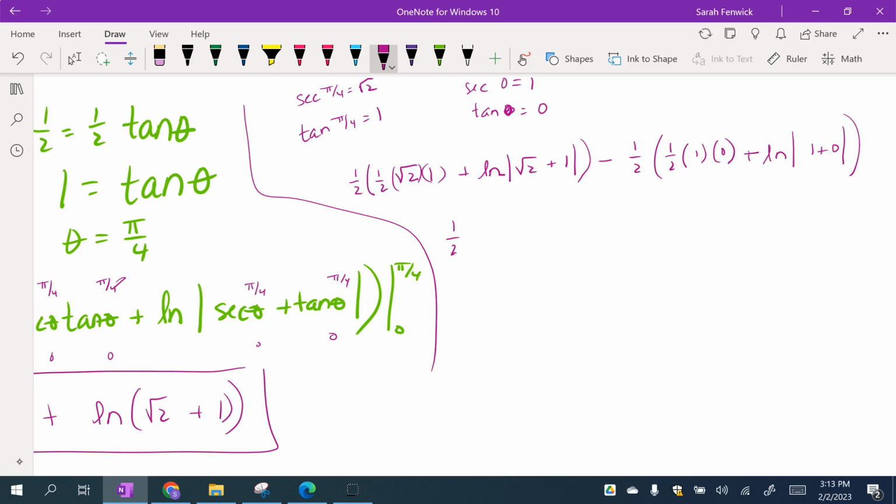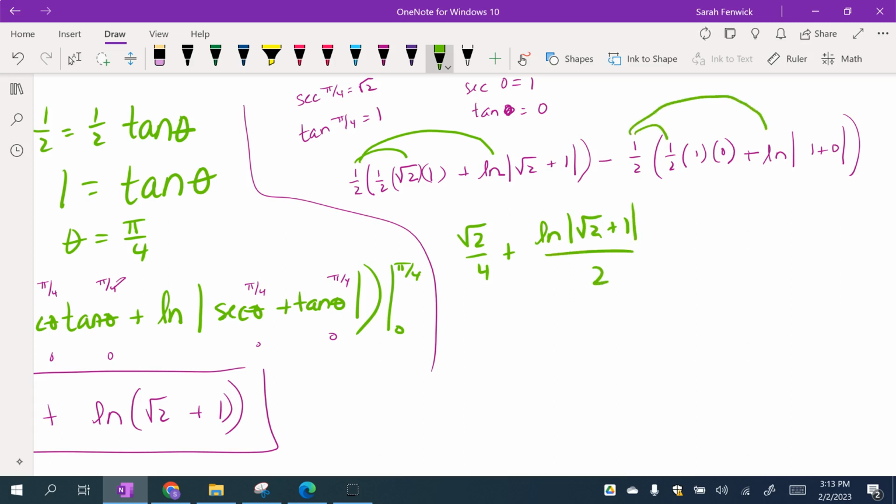Let's go ahead and multiply that out. So I'm going to distribute this here and here. So 1/2 times 1/2 is 1/4 square root of 2, over 4, plus ln of absolute value square root of 2 plus 1 over 2. Distribute this one as well. So I have minus 0, that's gone. And then minus ln 1 over 2. Well, ln 1 is also 0, so that's gone.